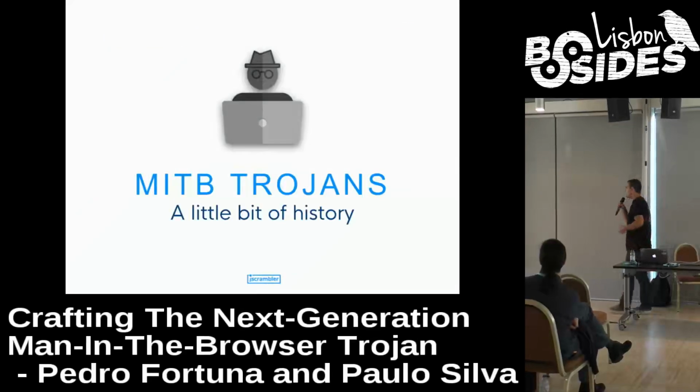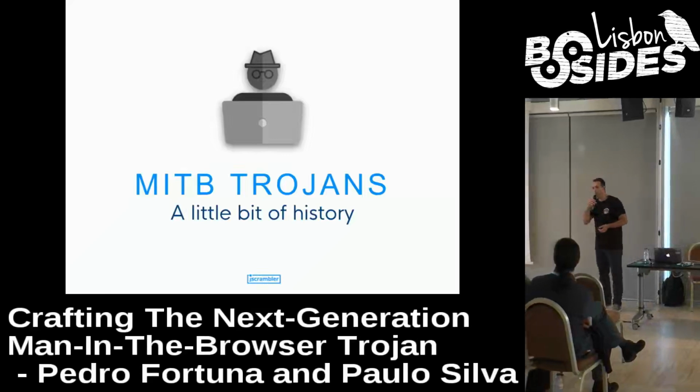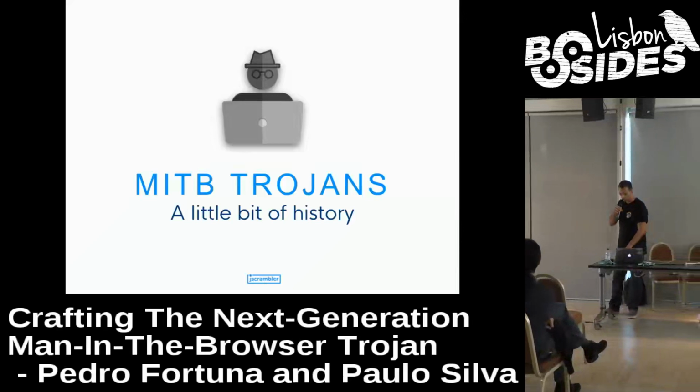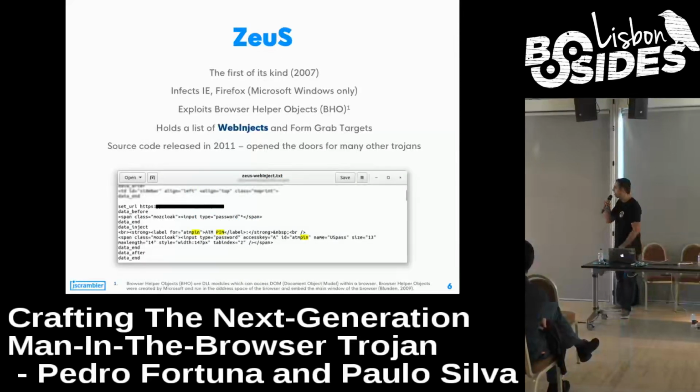But man-in-the-browser is not new. They have been around for some time. Let's do a quick incursion into time. So the first man-in-the-browser Trojan was Zeus in 2007. And this was 10 years ago.